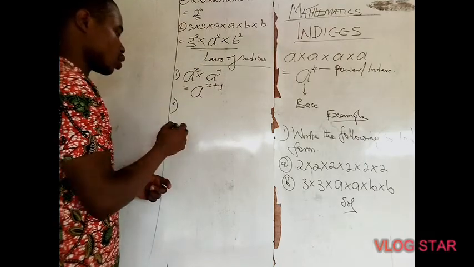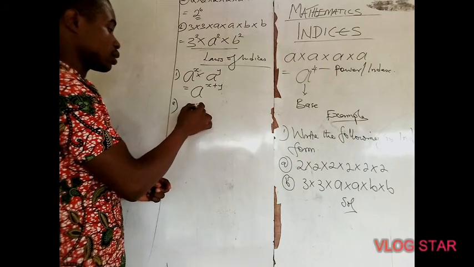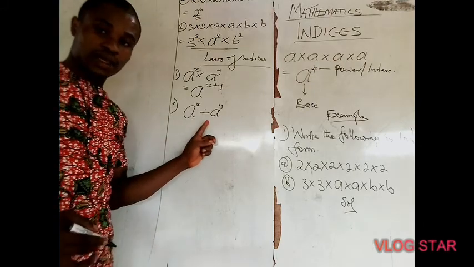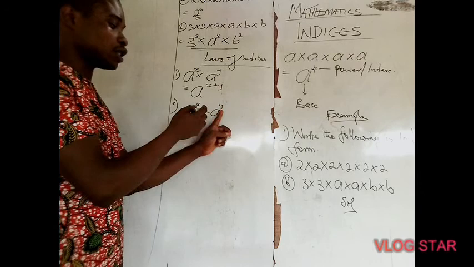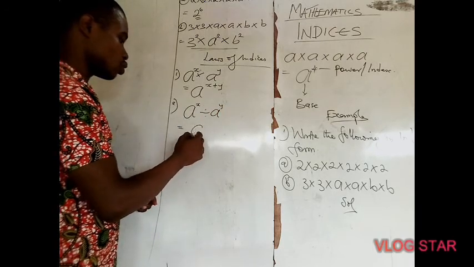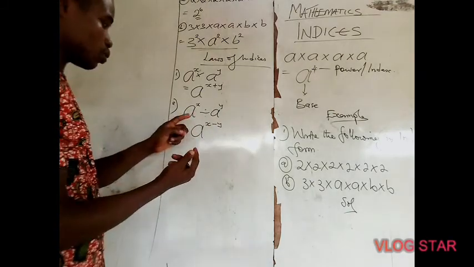We go down to the second law, which is the opposite of the first law: a raised to power x divided by a raised to power y. Here the bases are equal. So whenever two equal bases are being divided, the power of the divisor is subtracted from the power of the dividend. That will be equal to a raised to power x minus y. We subtract the powers because the bases are equal.